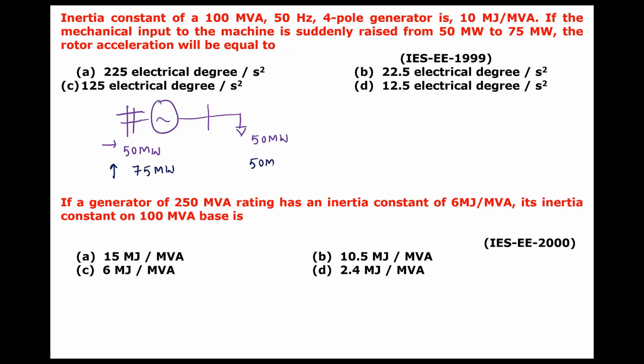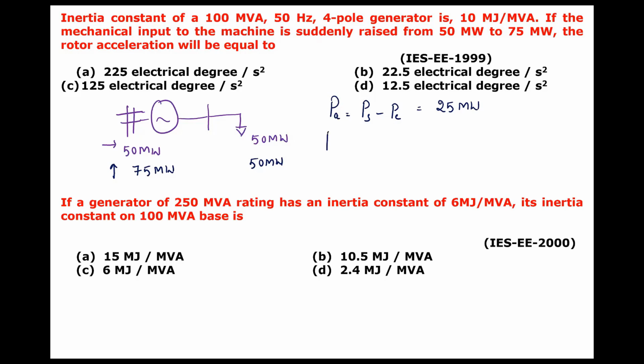Now, what is the net accelerating power on the rotor? PA is equal to shaft power minus electrical output of generator, which is 50 megawatt. So this will become 25 megawatt, which is my accelerating power. But he's not asking accelerating power, he's asking rotor acceleration.